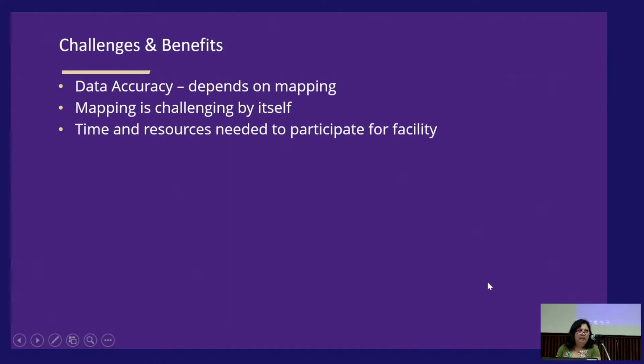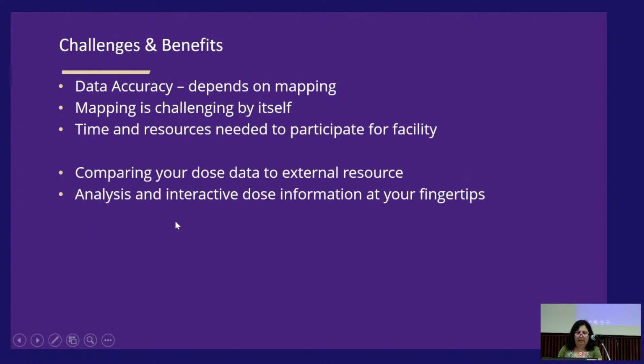So, data accuracy, challenges, and benefits of the DIR: it totally depends on mapping. So again, garbage in, garbage out. If you don't map properly, you're not going to get good data. Mapping is challenging by itself, and hopefully in the next year, ACR will be moving from manual mapping to using artificial intelligence, and that'll make life a lot easier for all its clients. You need time and resources to participate for a facility. I remember when we first started, I spent a lot of time trying to get this up and running. The physicist has to work with the technologist and in some cases also with the radiologist to do this correctly.